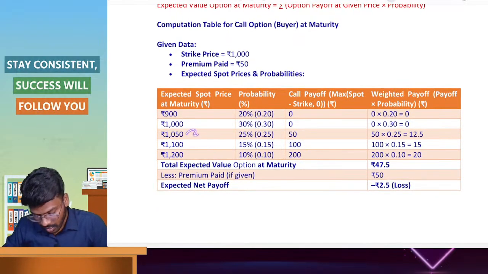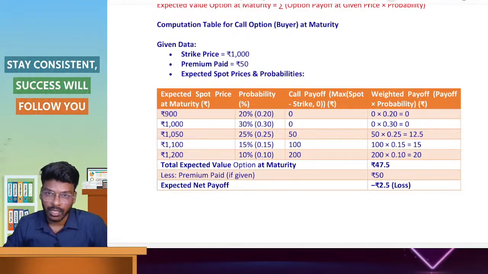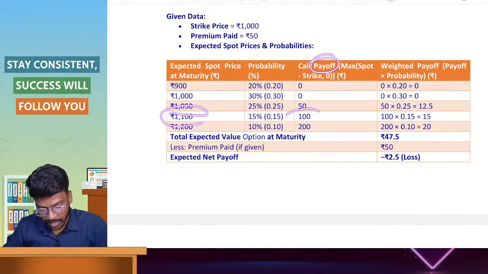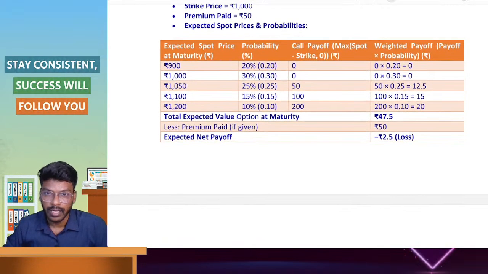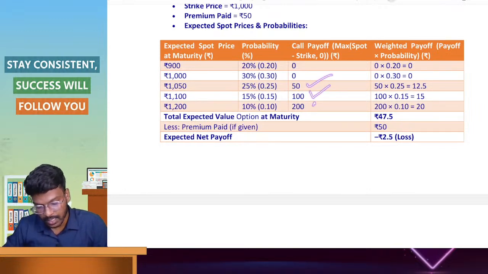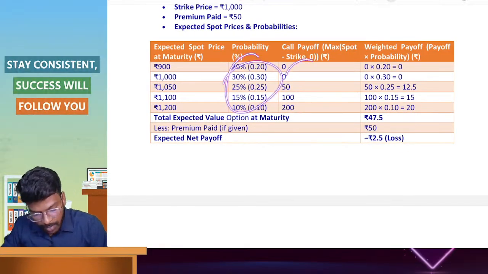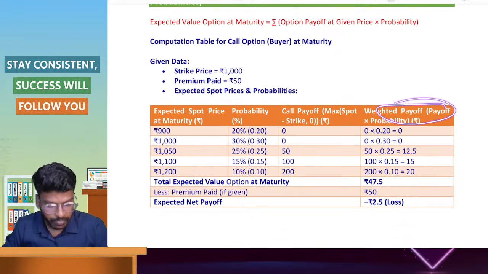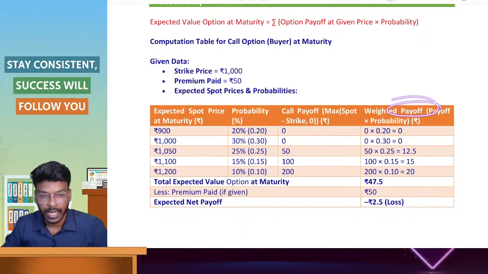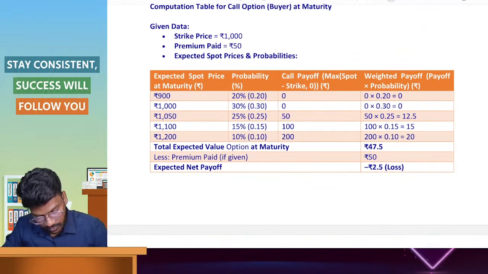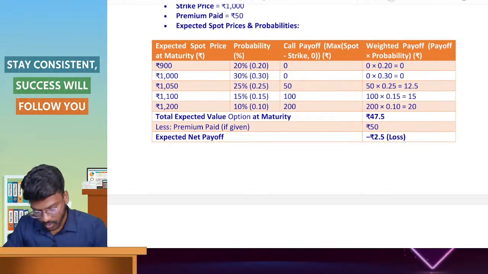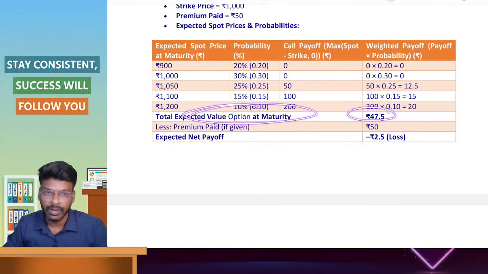Next is 1050. 1050 minus 1000 will give you 50 rupees profit, that is the payoff. At 1100, there is 100 rupees gain. The option will be exercised, and in this case also the option can be exercised. The formula is payoff multiplied with the probability, a weighted average of the payoff. In the third scenario it is 12.5, 15, 20. We will get an expected value at maturity of 47.5.